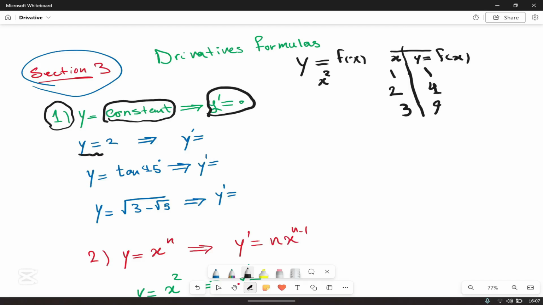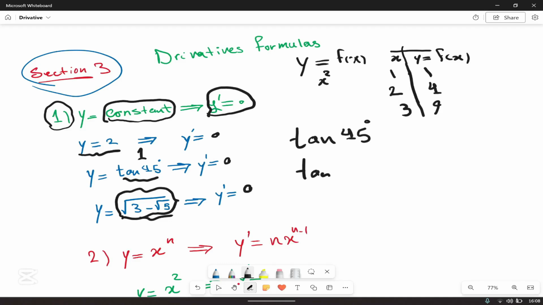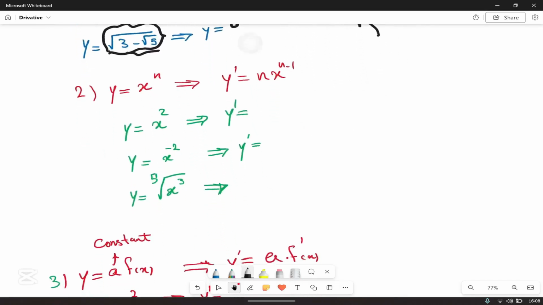For example, if your function is the constant 2, your derivative answer is 0. Or tangent of 45 degrees. That is also 1 and it's constant. Therefore, the answer is 0. What about another one? Yes, this is an irrational number and therefore the derivative is 0. Guys, what's the difference between tangent of 45 degrees and tangent of x? This is fixed, but this is not fixed. If you put in an input, you get an output related to x. Okay? If your function is constant, therefore your derivative is 0.